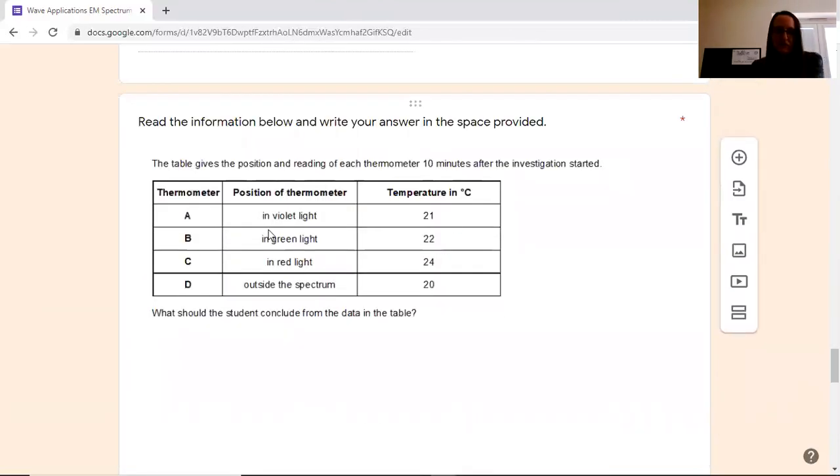And here we've got our questions, and our answers of how much the temperature has increased in each thermometer. You can see that we've had more of a heating effect in the red than the green than the violet. So the conclusion you can make is that red light transfers more thermal energy than violet light. Some of you got yourselves into a bit of confusion over wavelength and frequency.